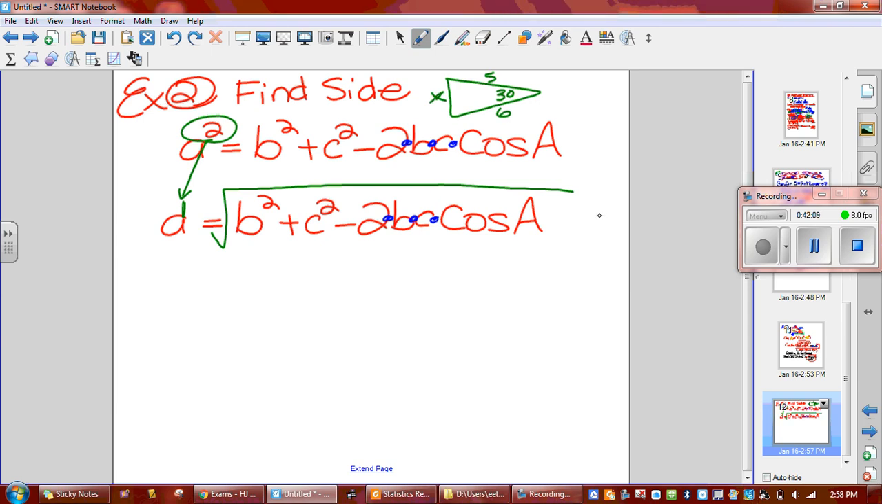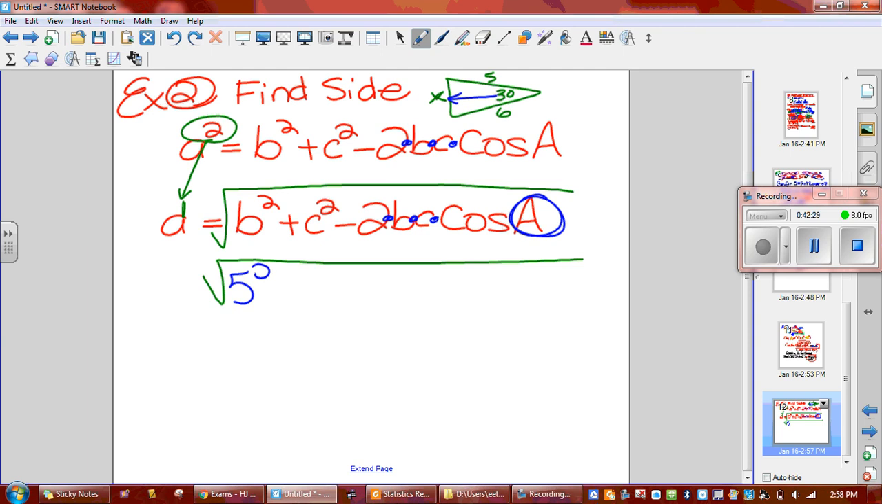So in my calculator, I would type in this part exactly. 5 squared plus 6 squared minus 2 times 5 times 6 times cos 30. And that's going to give you your answer right away, because it's under the radical sign, which means it's going to be taking the square root of our answer right away, which is what we want. Okay, so everybody practice that. Solve for A.